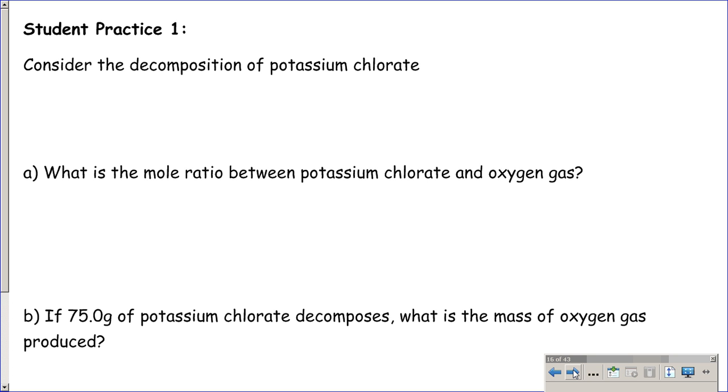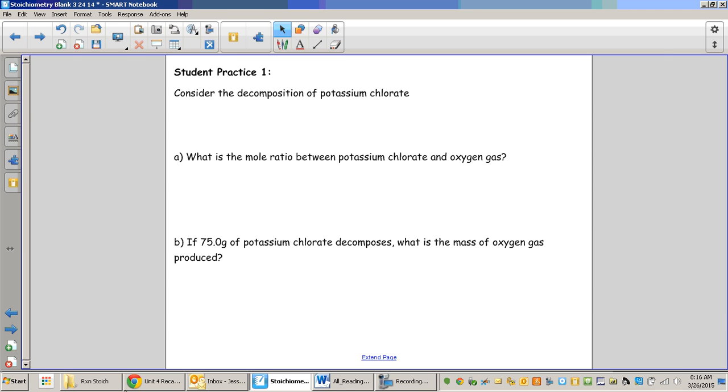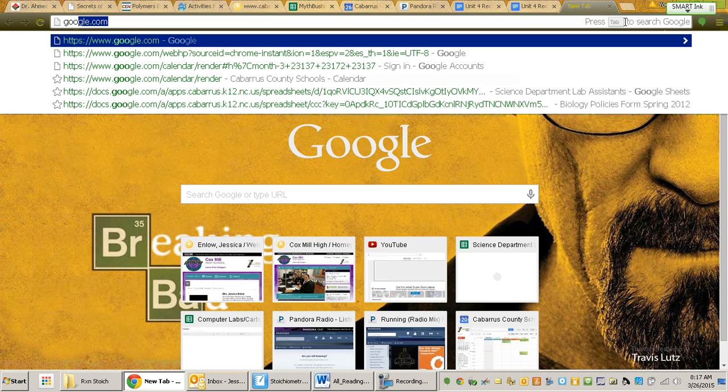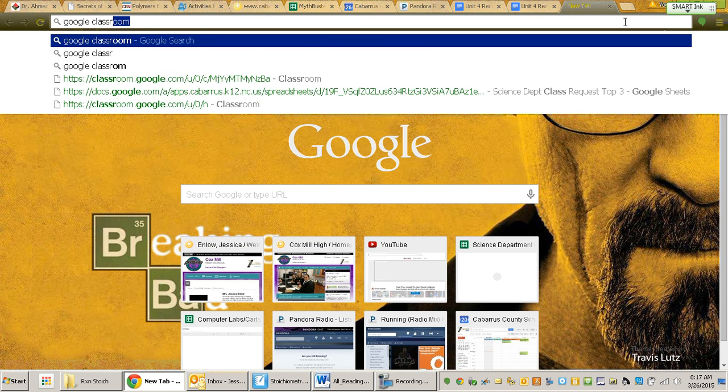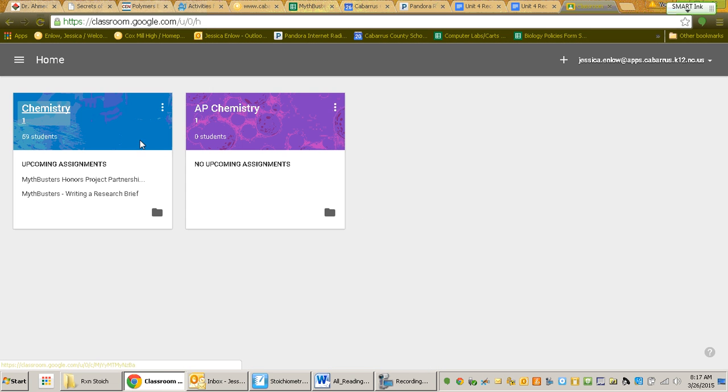How many pages? They should be long. Yes. It's under my Google Classroom. So if you go to, you want me to show you how to get on my Google Classroom? Jamie, just Google Classroom. You have to be logged on with your Cabarrus Apps account.